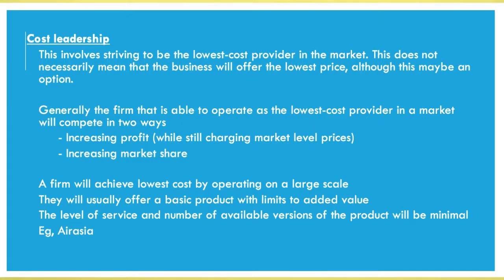A firm will achieve lowest cost by operating on a large scale. They will usually offer a basic product with limits to added value. The level of service and number of available versions of the product will be minimal, like in the case of AirAsia. Now, as you already know, AirAsia is a budget airline. So basically what they offer is a basic product that is flying cheaply.